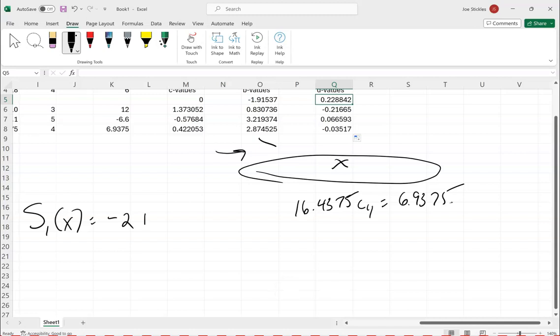Your first b value is, nope, won't let me do it. This is a minus.